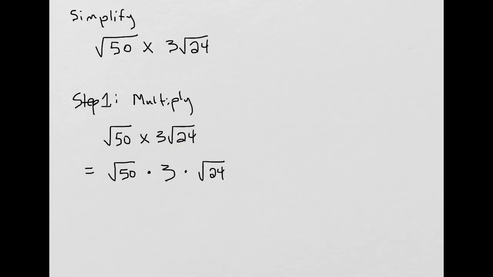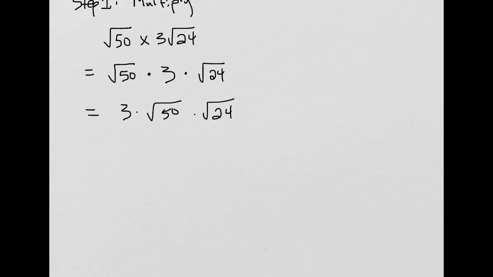Okay, great thing about multiplication is that it's commutative, so I can switch my terms around. So I'm going to write this as 3 times the square root of 50 times the square root of 24. And then another great thing about multiplication is it's associative. So I'm going to leave the 3 here, and then I'm going to multiply these two guys together.